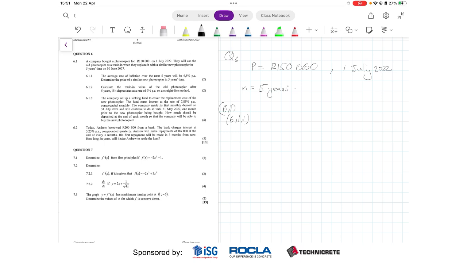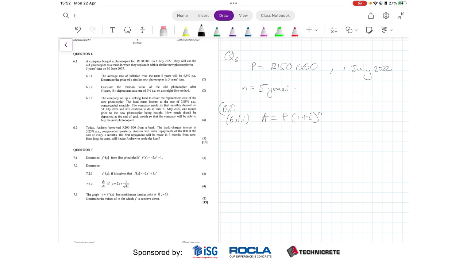We'll be using the compound interest formula. Why are we using the compound interest formula? Because of inflation, right? This is a question that has inflation. Immediately that should tell you that you are dealing with a compound interest kind of question. Okay, and our formula for inflation is A is equal to P into 1 plus i to the power n, where A is the value that you are looking for, which is the future amount. P is the present amount for which you bought the photocopier. i is the interest value, and n is the number of years.